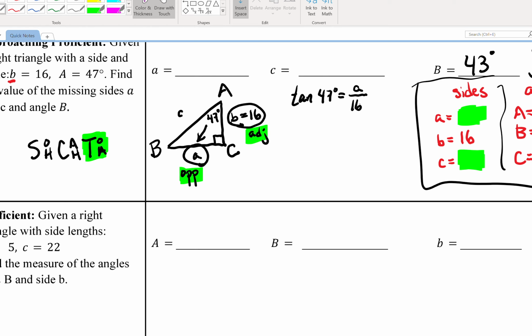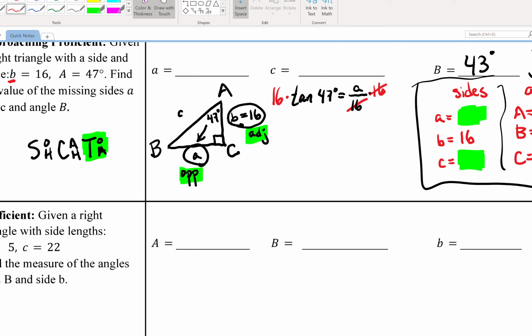And then to solve this, because I've got the variable up on the numerator, that's what we like, because when it's down on the denominator, it adds an extra step. I'm going to multiply both sides by, let's change this color here, I'm going to multiply both sides by 16.